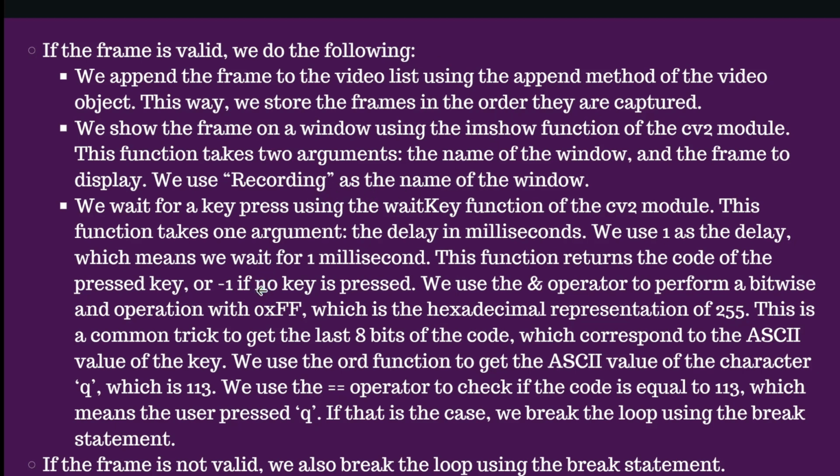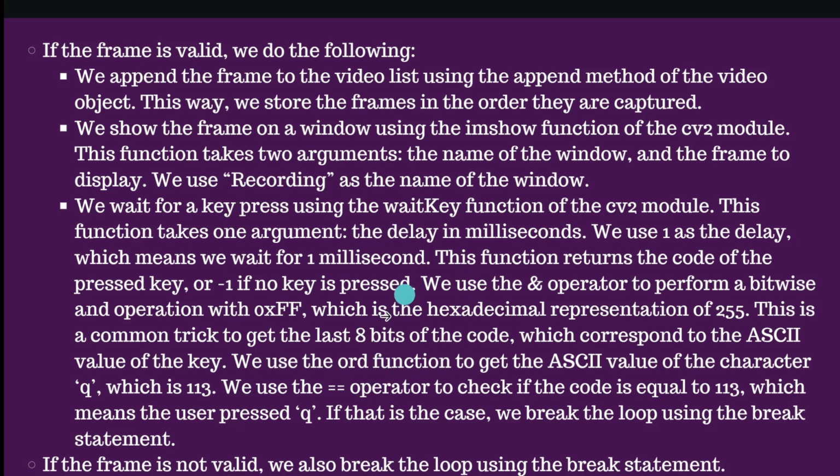We just append the frame. We also use a function from the CV2 module for the recording. We use the waitKey function, and this function takes one argument, a delay in milliseconds. It means it will not impact the recording much because the delay is only in milliseconds. We use a delay of 1, which means we wait for 1 millisecond. You might not even notice the delay. As I said, 1 millisecond is very low.